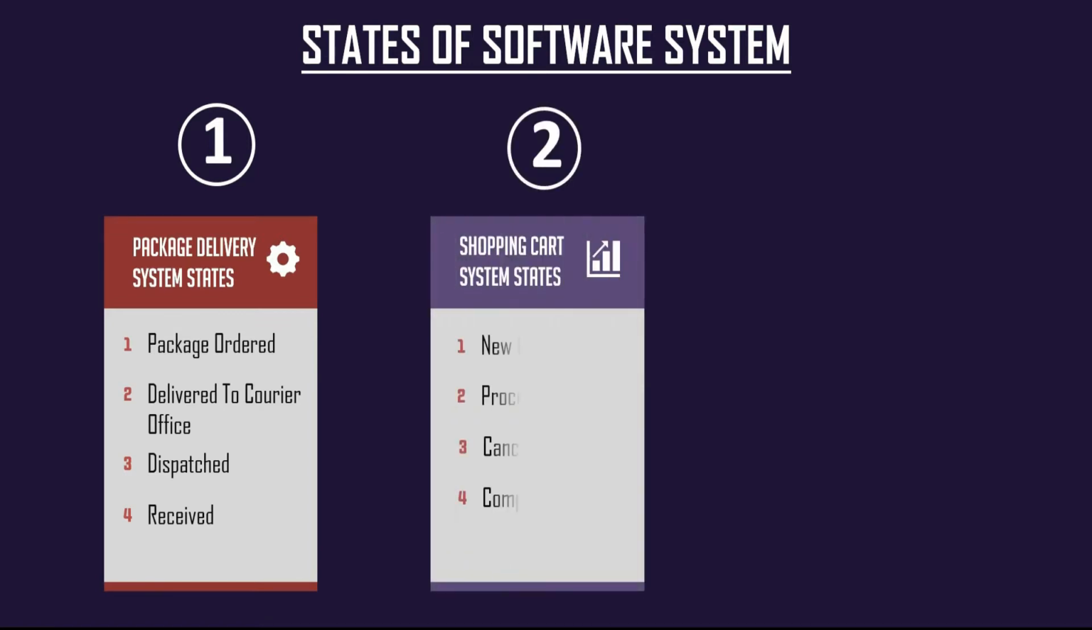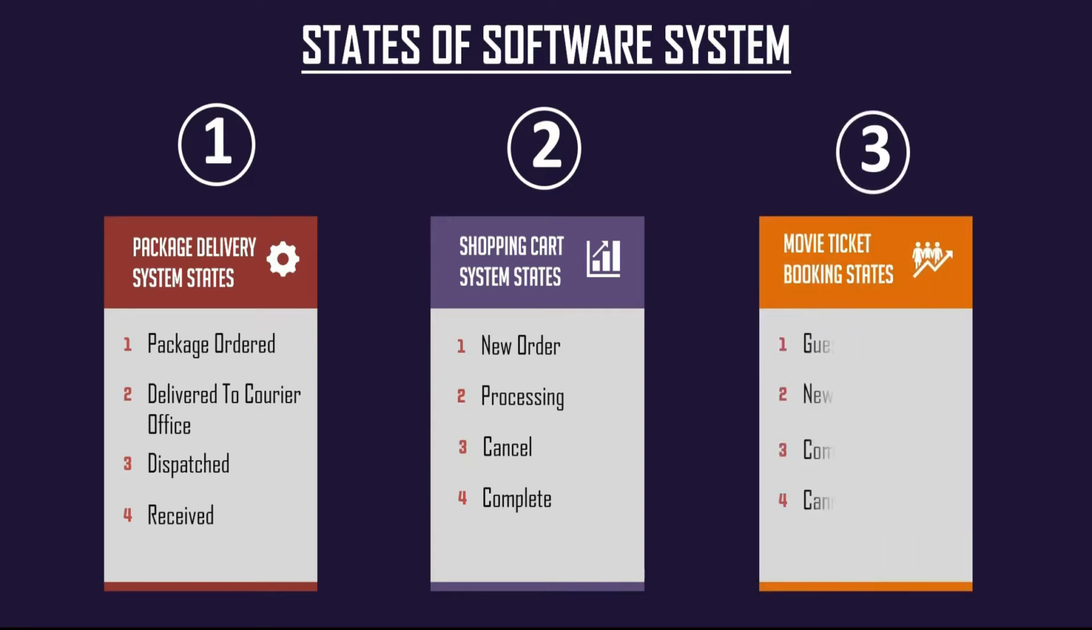Similarly, in a shopping cart system, we can have states like new order, processing, cancelled, and order processing completed. Another example could be a movie ticket booking system, where the states could be guest user state, which is the user who has not logged into your site. Then once the user logs in, the state could be new booking and then could move to complete booking state, and if the user wishes, the object could even move to cancel state.